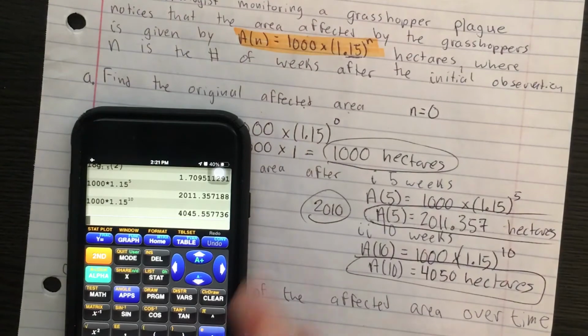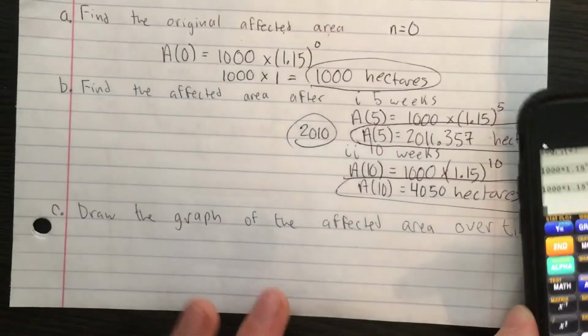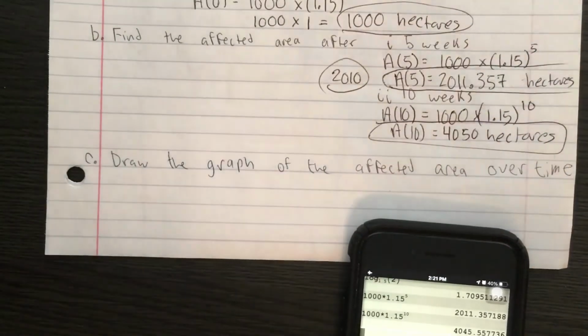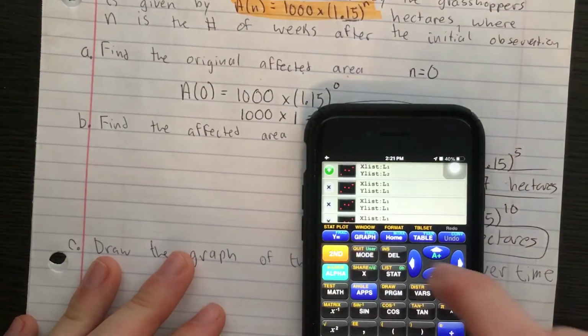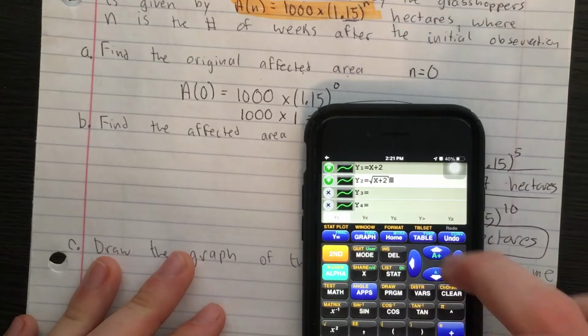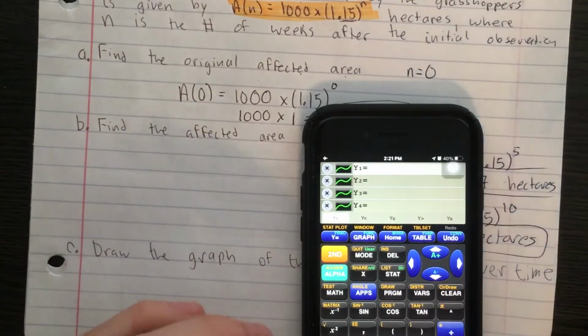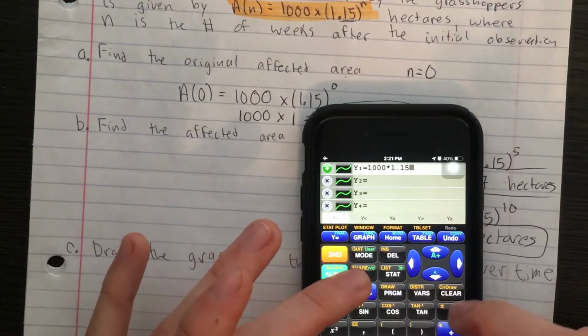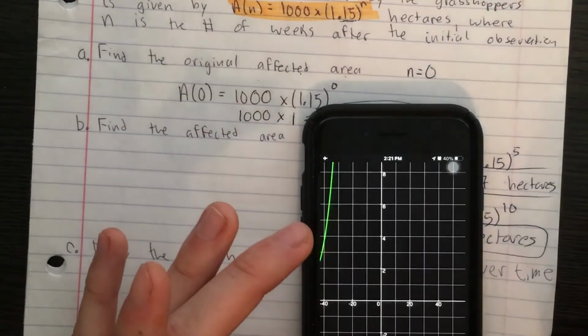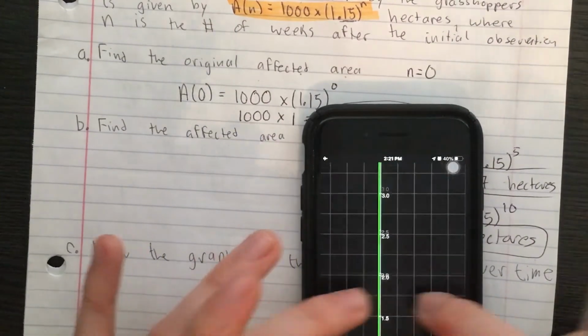And so the next thing here, Mr. Price did not give himself enough time or enough space to graph this. We will have one where we will graph it. But we want to draw a graph of the affected area over time. So basically we want to look at this graph. Mr. Price is going to clear a place to graph this: 1,000 times 1.15 to the x power. And let's take a look at this graph real quick.